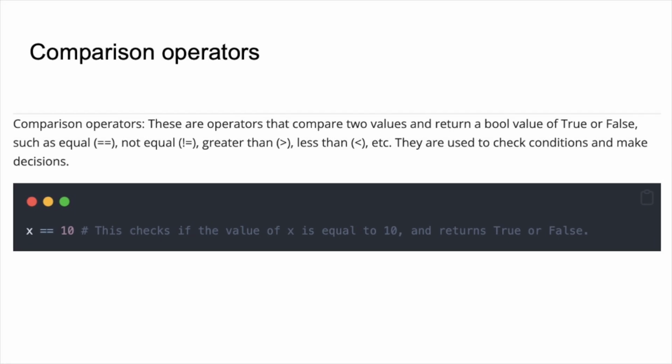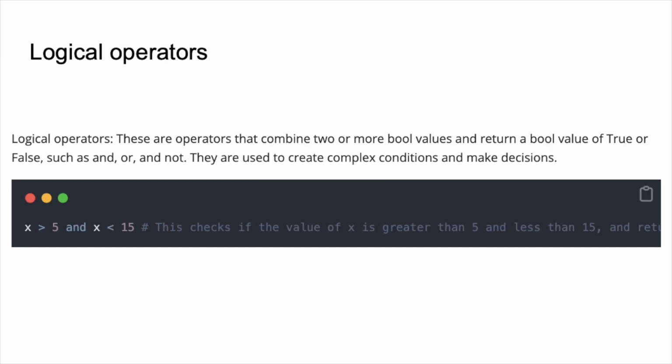Comparison operators. These are operators that compare two values and return a bool value of True or False, such as equal, not equal, greater than, less than, etc. They are used to check conditions and make decisions. Logical operators. These are operators that combine two or more bool values and return a bool value of True or False, such as and, or, and not. They are used to create complex conditions and make decisions.